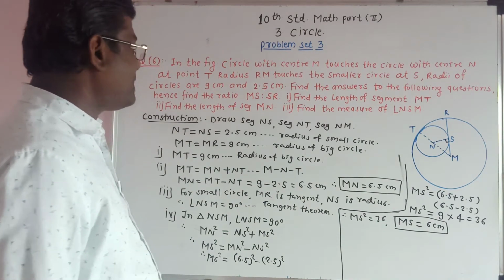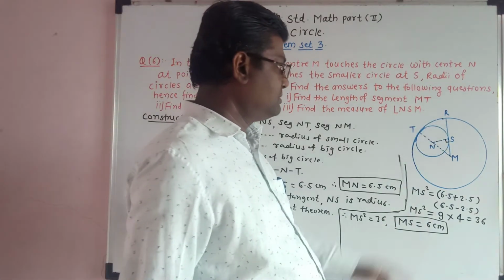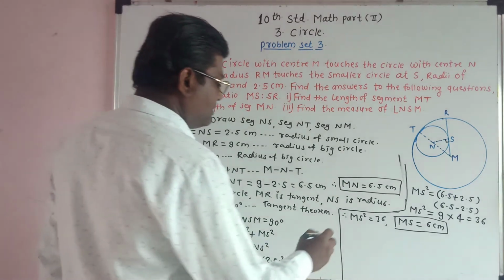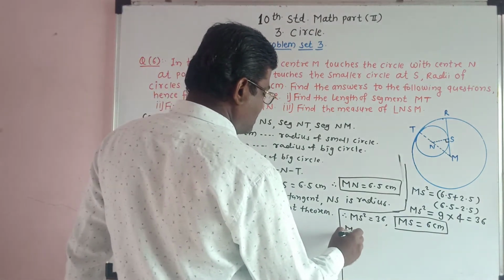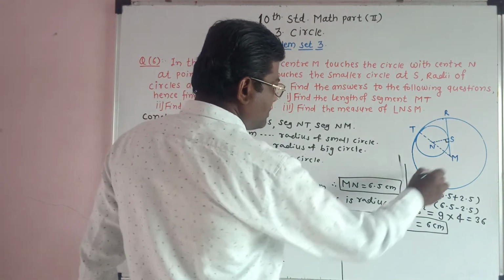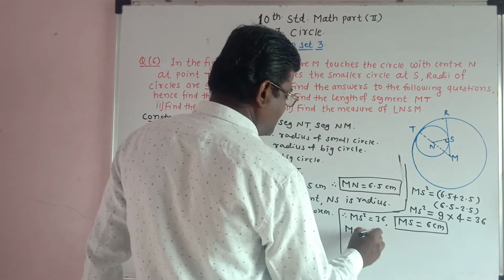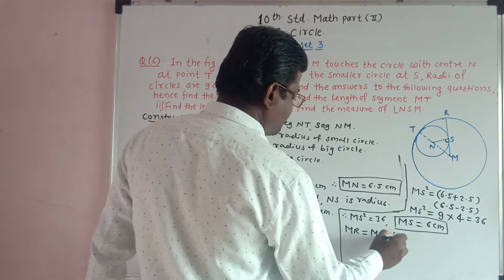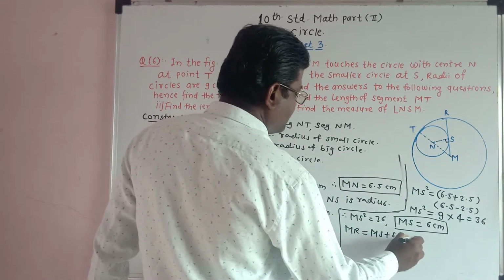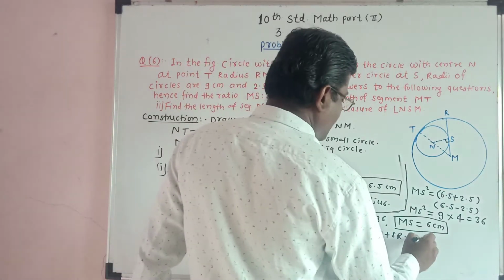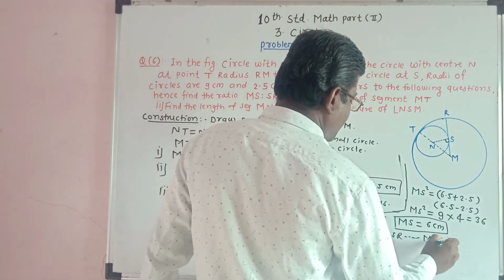Now we have to find SR. So here MR is equal to MS plus SR, and that reason is M-S-R.